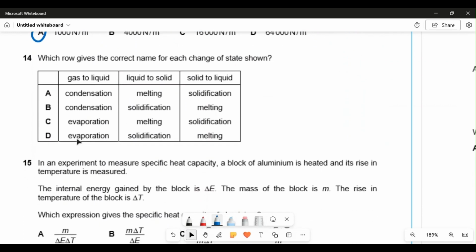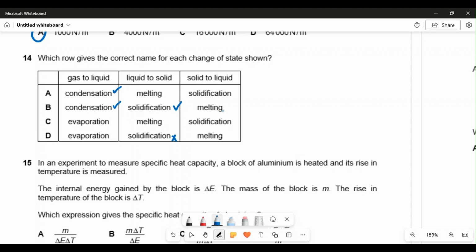Question number 14. Which row gives the correct name of each change of state? Gas to liquid. That process when gas particles are converted to the liquid, it is opposite to evaporation. We call it condensation. So either A or liquid to solid. Solidification, we can say, or we can say freezing. So solidification. So D option is excluded from here. Why? Because we have B, condensation and solidification.